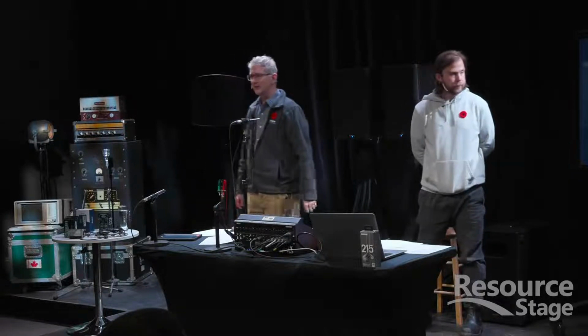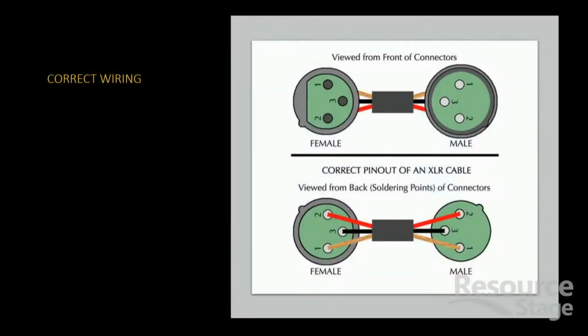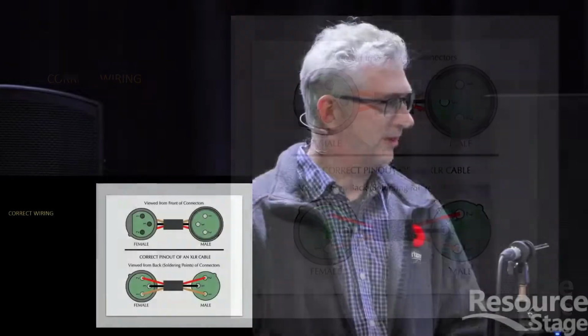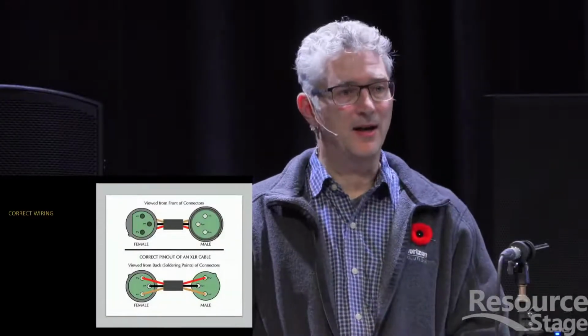Let me go to this next one. Okay, so this one shows what the correct wiring should be. We see pin 1 is the shield, and pins 2 and 3 are the conductors. The cabling that we often use for installs in particular has this color coding on the inner conductors, but it could be a number of different colors.